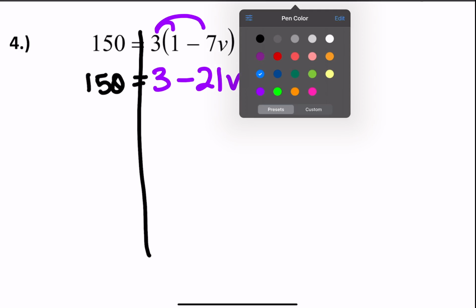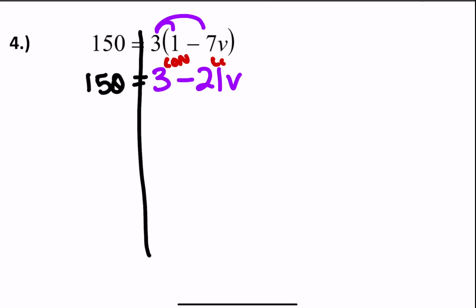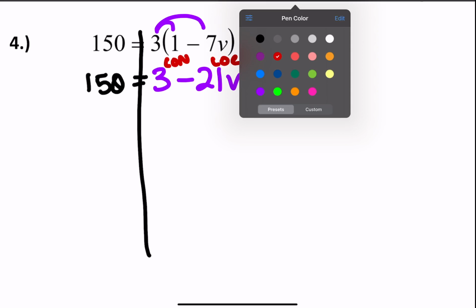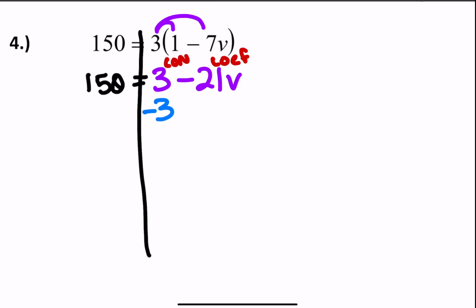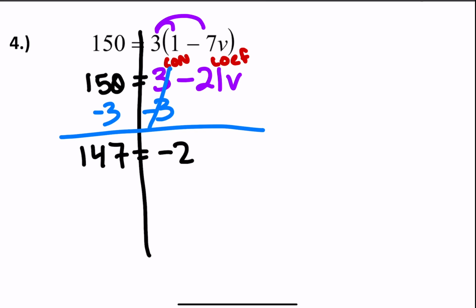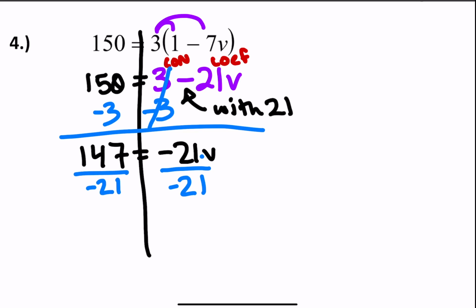Now I'm going to check. Do I have a constant? Do I have a coefficient? Well, yeah, I have a constant of 3. I have a coefficient of negative 21. So I'm going to start with that 3. And I'm going to subtract that 3 on both sides, because that minus sign is with the 21. These cancel. I'm left with 147 equals negative 21v. Then I have to get rid of the coefficient, and this coefficient has secret multiplication, so I divide by negative 21 on both sides. And this leaves us with a negative 7 equals v.